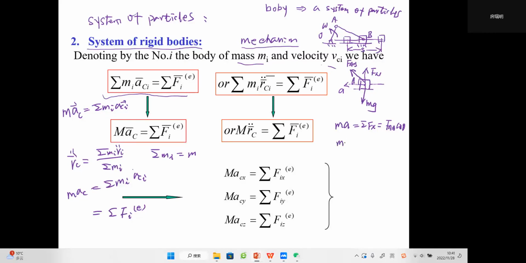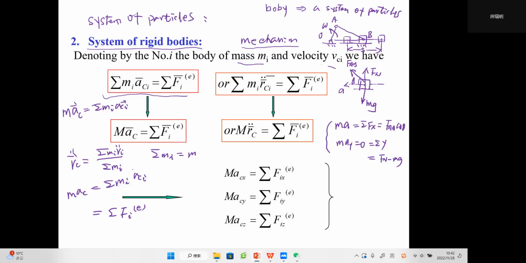So we also have ay, which actually is 0 because it's not jumping in the Y direction. So we have sigma Fy equals Fn minus mg. You see, this also is the theorem of momentum for just one body, right? And this is the whole body system. So you guys should know this.